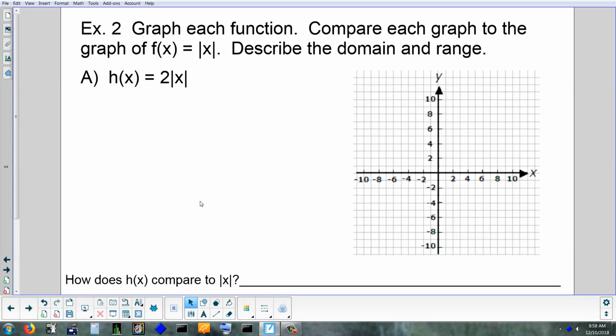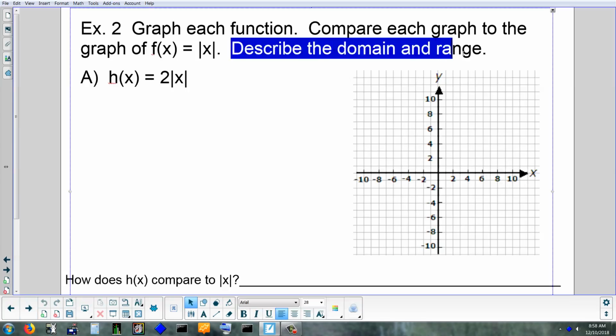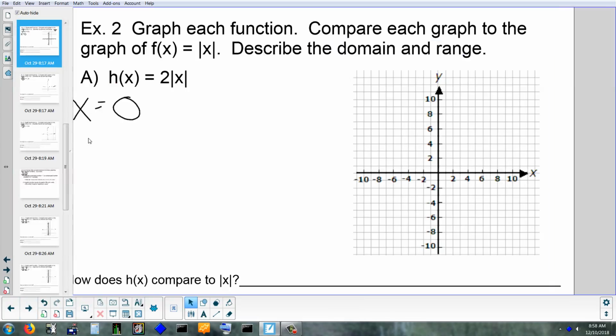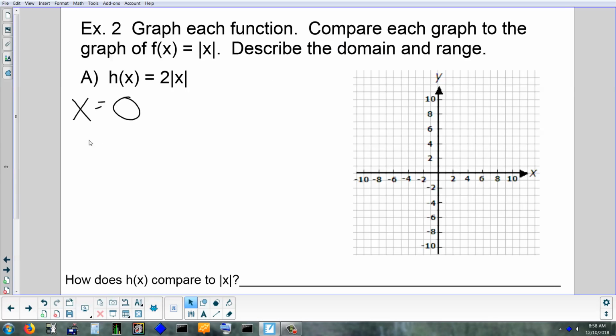So now, this one. Same thing. What do I do first? Huh? Good, Chris. Take what's inside the absolute value, pull it out, make it equal to 0. Did that. What do I do next? Do I only need one x value? Ellie? We need additional x values. Okay, how do I get them? Pick the 2 x values that are smaller.